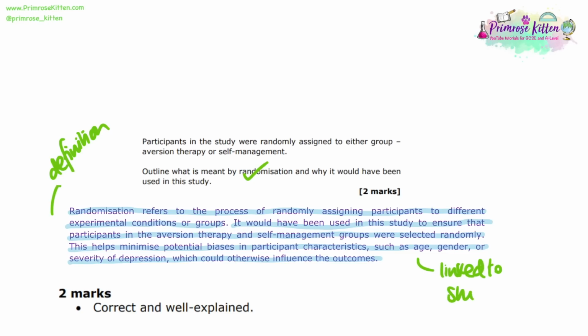It highlights the importance of randomisation in minimising potential biases in participant characteristics, such as age, gender, or the severity of the depression, which could influence the outcomes. This really contextualises the concept, providing a clear rationale for its application in the study. The use of technical language, such as randomly assigning participants and experimental conditions, demonstrates a good understanding of the terms relevant to experimental design.